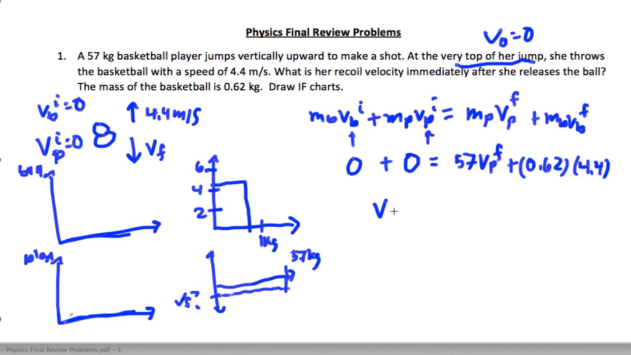We can actually solve for V player final, and the answer we get is 0.048 meters per second. So that's the answer to question number 1.